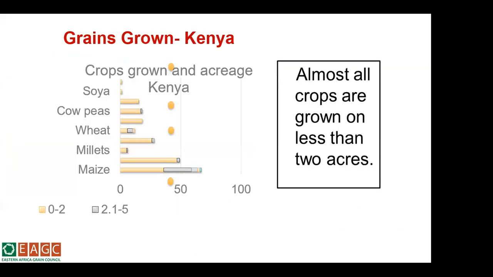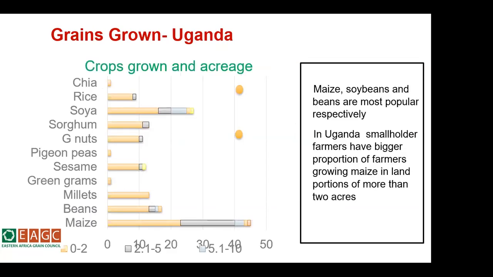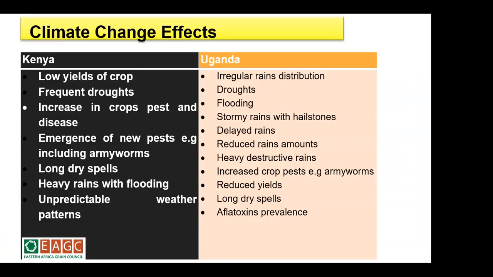For some of the grains grown in Kenya, we have soya, cowpea, wheat, millet, and maize, which is mostly grown. Most of it is grown on less than 2 acres of land, by smallholder farmers. In Uganda, where we also work, because we work in 10 countries within the Eastern Africa region, we have rice, soya, groundnuts, peanuts, millet, and maize as well. But what we are seeing is that these crops have been declining over time due to climate change as well.